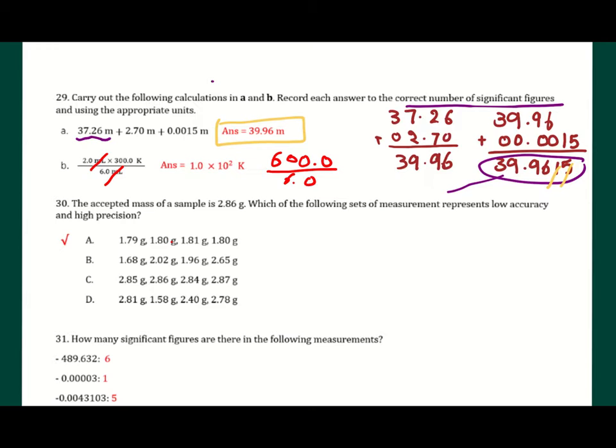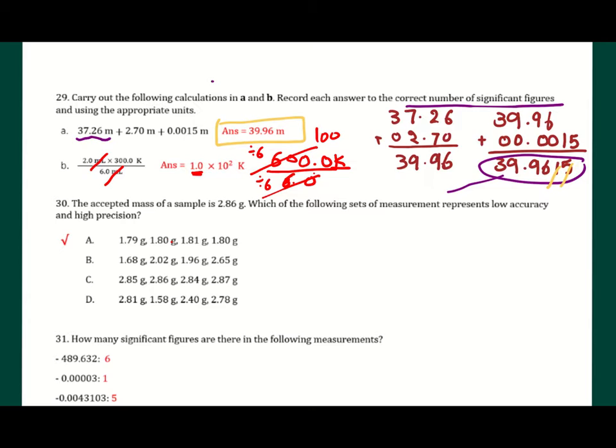6.0, and don't forget that I have K here, Kelvin. Make the calculation, divide by 6, so it will equal 100 Kelvin or 1.0 times 10 power 2 Kelvin. You cannot write it as 100 Kelvin because you should write it in the correct scientific notation. The number should be 1.0 times 10 power 2.